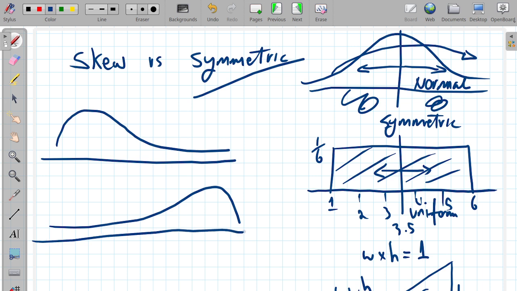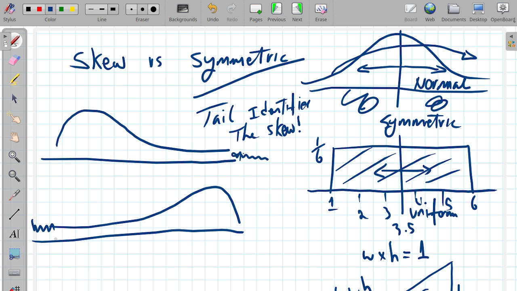Now, here's the thing to keep in mind. It's the tail that identifies the skew, not the hump. So this is typically the behavior of large outliers here, or really small outliers here. If you were to put this on an x-axis, if I was to label this, this would be 0 and this would be infinity. This would be 0, this would be infinity.